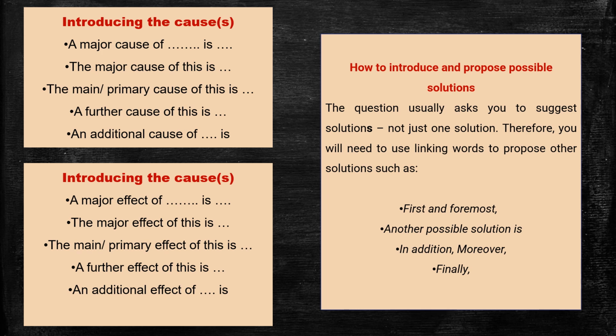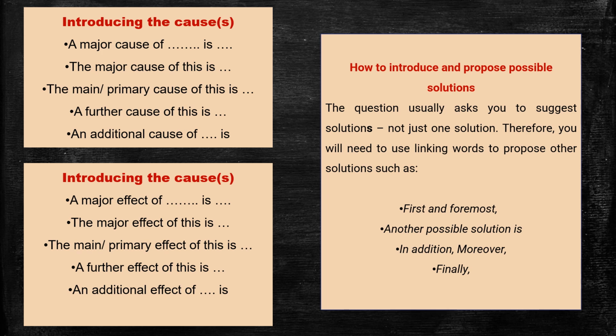Okay. Now, when you are writing the solutions, you will give a lot of solutions there, at least 3 solutions. And you use the linking words given here. First and foremost, the public transport should be made convenient or comfortable, easily accessible, frequent. That is your first point, right? So first and foremost, write your first solution. Another possible solution is, give your second solution. In addition or moreover, give your third solution, or use the word finally and give your last solution.